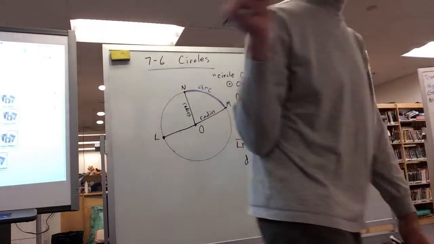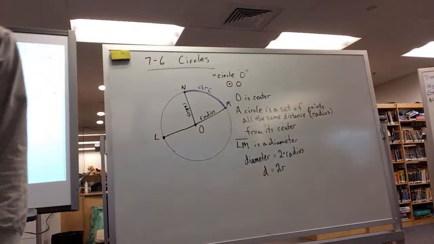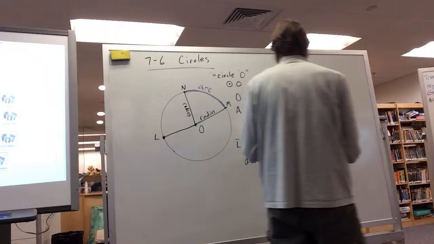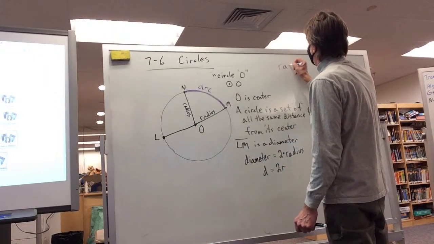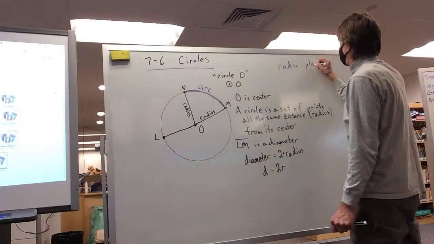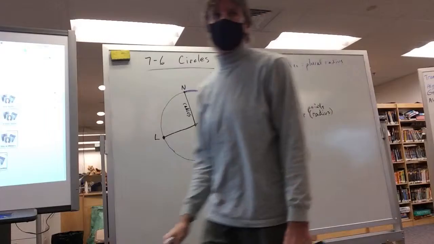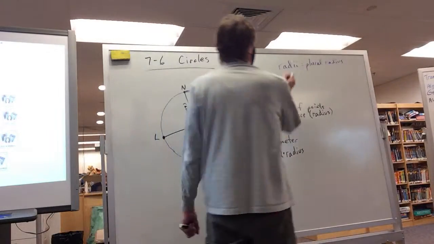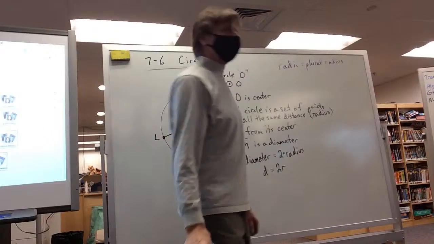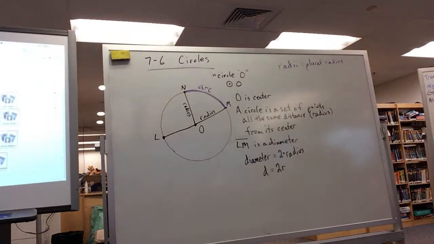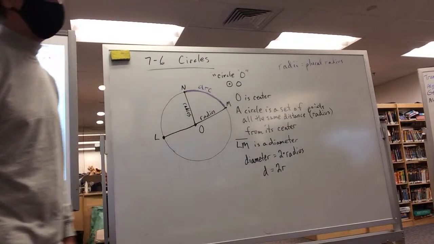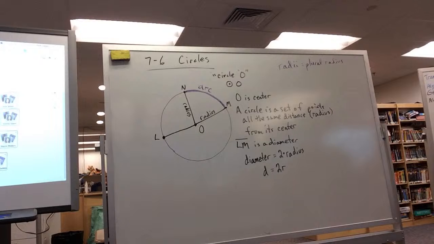Okay. What's the plural of radius? Radii, yeah. Radii. Why do they do double I? That'd be cool though, radii. It's Latin. First I is an E, second I is an I. Okay.